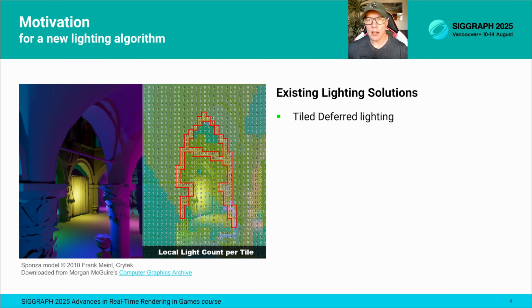To explore existing lighting solutions, we consider tile-deferred lighting used by many modern renderers. The benefit of this solution is local memory access and wave-coherent lighting evaluation, which is good for high GPU performance.